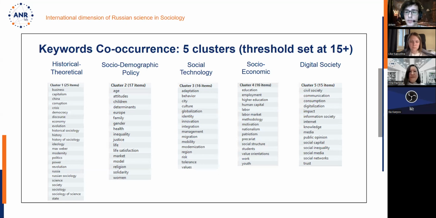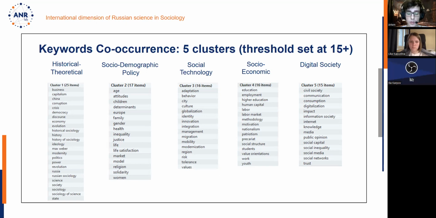WoS viewer allows to conduct cluster analysis to group certain keywords that appear to be similar together, and we have done so as well. And on the slide, you can see which clusters were built after several iterations of cluster analysis. So in general, there are 5 topical spheres, so to say, that can be seen.